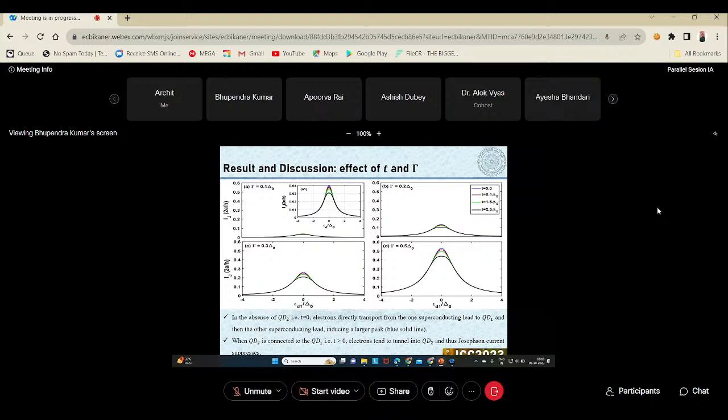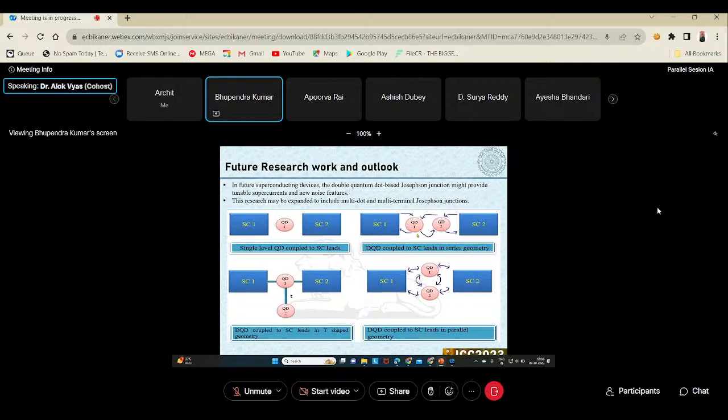So with these structures, we can tune the Josephson current in these systems or in nanoelectronic devices. And second, we see the effect of dot lead coupling strength. This is obvious. The Josephson current will increase with the increment in dot lead coupling strength, which is shown in these four figures. So here I am concluding my work. For future work, we can study the thermal transport in these systems and look at multi-terminal or multi-dot Josephson junctions for these properties. Thank you, sir.